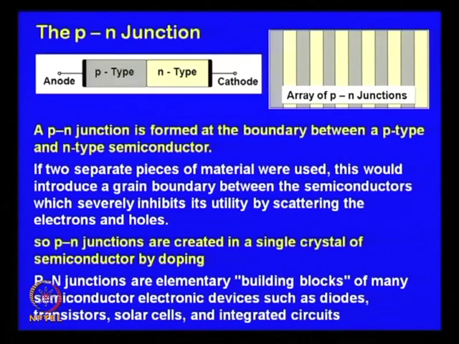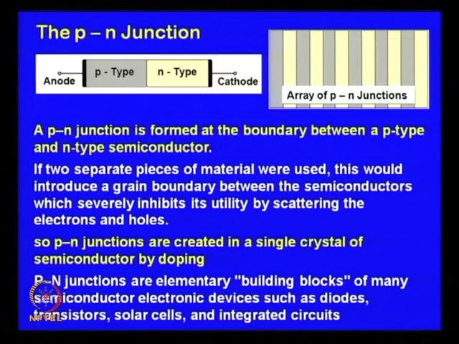However, if two separate pieces of material are used, it would introduce a grain boundary between the two semiconductors, which severely inhibits its utility due to scattering of the electron and hole. It hinders electron transport. So, p-n junctions are always created in a single crystal of semiconductor. Typically, the method by which it is done is known as doping. The details about these processing techniques are beyond the scope of this particular lecture, which we are not going to talk about.